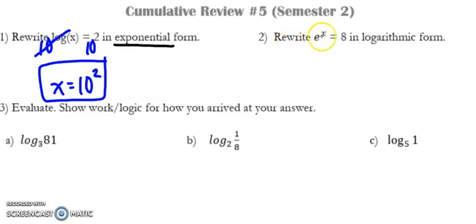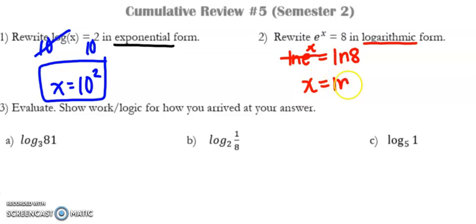Next one, rewrite e to the x equals 8 in logarithmic form. Logarithmic form means that we need to have a logarithm involved. In our case, we're going to use the natural log because the natural log will undo the e base for our exponential. So natural log and e cancel out, and you're left with x equals the natural log of 8. That's your final answer in logarithmic form.